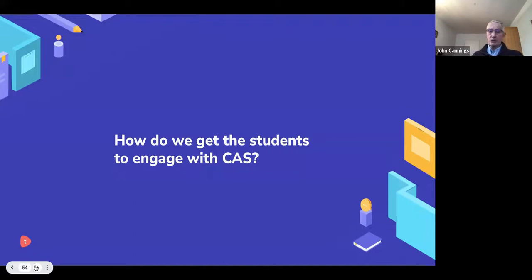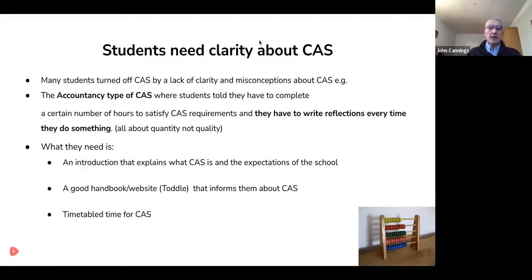So how do we get the students to engage with CAS? Well, I think many students are turned off CAS by a lack of clarity and misconceptions about CAS, particularly the accountancy type of CAS, where students are told they have to complete a certain number of hours to satisfy the CAS requirements, which they don't actually have to do in the guide. And they have to write reflections every time they do something. Both of these things are about quantity and not quality.